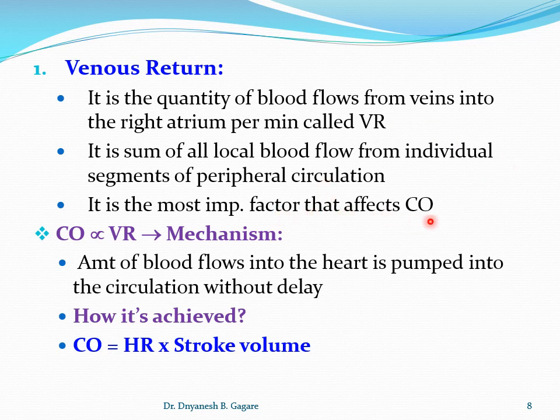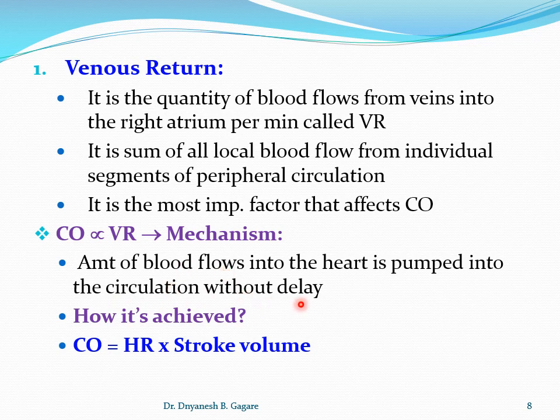How does it affect the cardiac output? Simply, cardiac output is directly proportional to the venous return. So what is the mechanism? We'll go there. It means any increase in venous return leads to an increase in cardiac output. So venous return increases, there is an increase in cardiac output. We'll discuss one by one. So the amount of blood coming into the heart: remember, the amount of blood that flows into the heart is pumped into the circulation without delay. Okay, so it is simple.